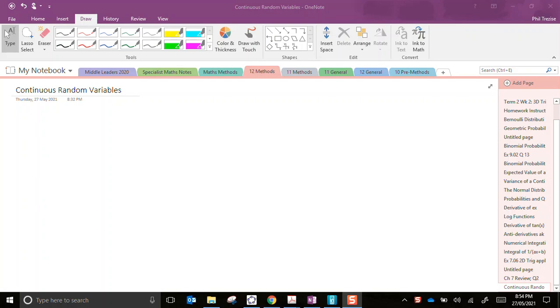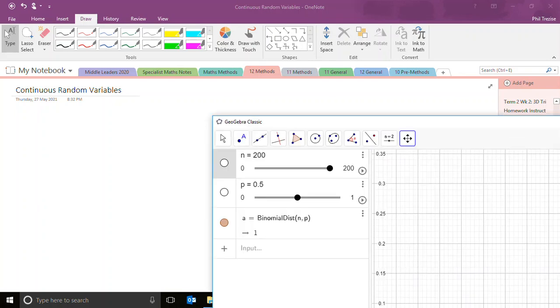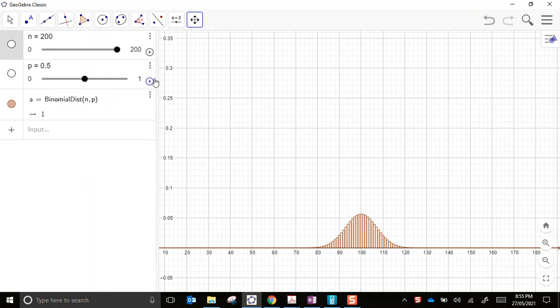Hi everyone. This video is going to be discussing the idea of continuous random variables and probability density functions. Just as a quick recap, here's an example of a binomial distribution. In this case, I have set the probability to 0.5 and I can change the number of trials in this binomial experiment up to 200. When I have 200 as the number of trials, you can see that this is fairly smooth. Each of these little histogram blocks is very, very thin, and this is getting close to a nice smooth curve.